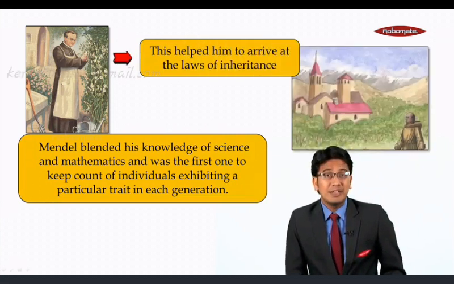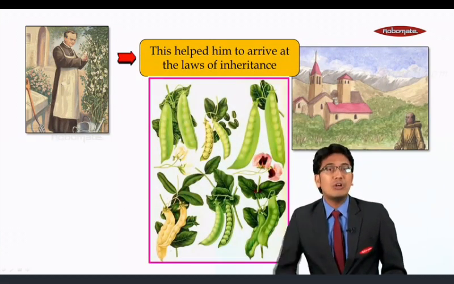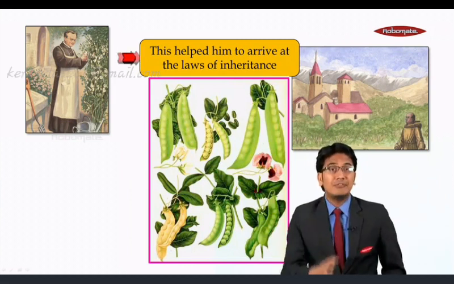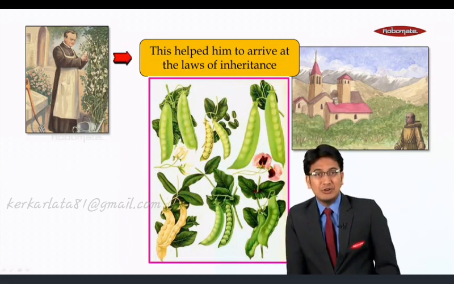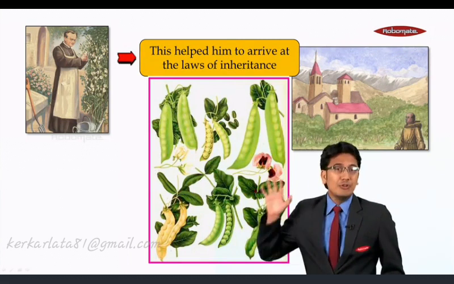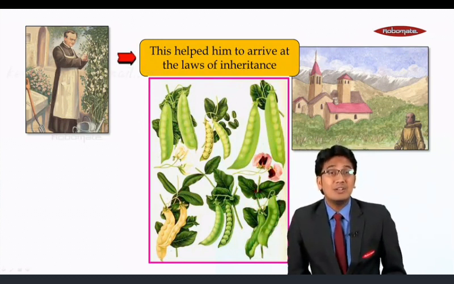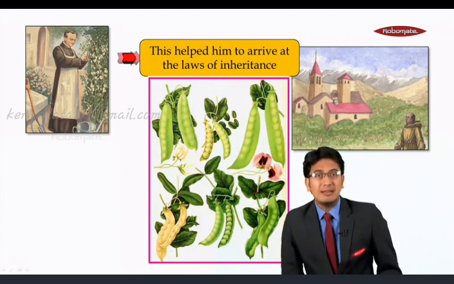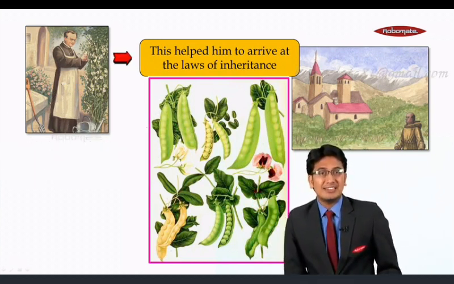This helped him to arrive at the laws of inheritance. And these laws of inheritance helped the whole world to arrive at the mystery of DNA, gene, chromosome. He introduced genetics to the world. This great person, Gregor Johann Mendel, is called the father of genetics.